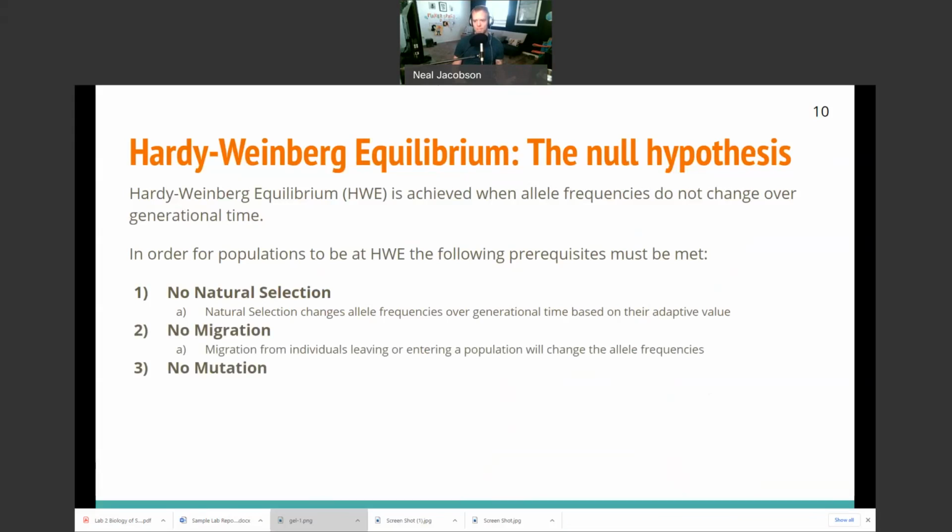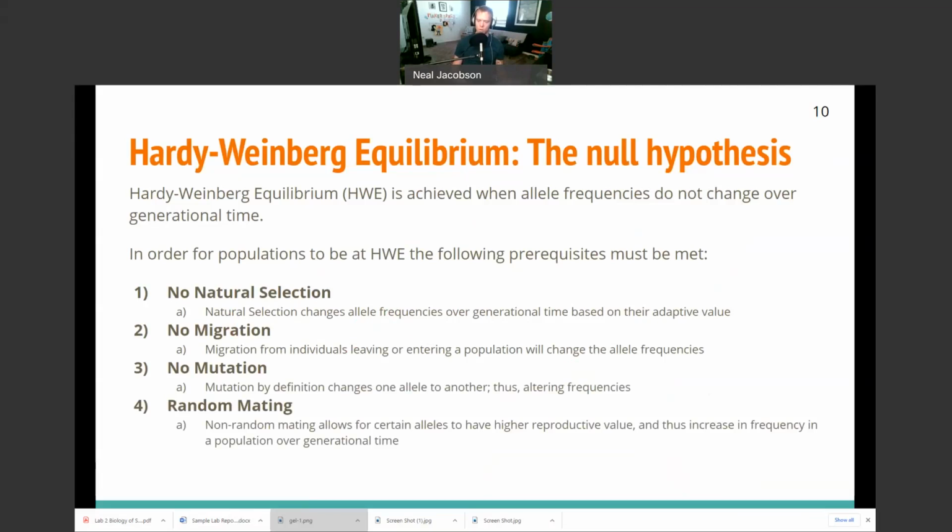No mutation. So again, remember, these are part of the null hypothesis. So this is what we are trying to reject eventually. If we see allele frequencies changing, we know it's going to be due to one of these violations of Hardy-Weinberg. So no mutation. Mutation is where one allele mutates into another, thus altering allele frequencies. Random mating. Random mating means that there can be no selection for mates that have higher reproductive value. That would increase certain alleles and allele frequencies if mates were choosy.